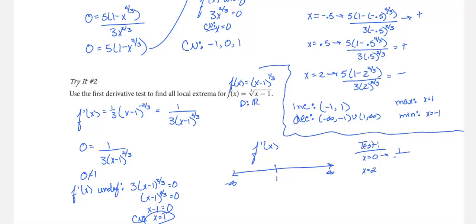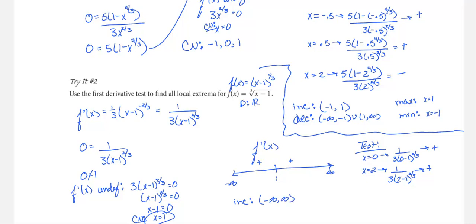So I'm going to have 1 over 3 times 0 minus 1 to the 2/3. I want to know, is that positive or negative? So if I take 0 minus 1 is negative 1, and then I square it, I get a positive 1, and the cube root of a positive is a positive, so this guy ends up being a positive. If I look at 2, I'm going to end up getting a positive also. So what this means is this function is increasing on its entire domain.